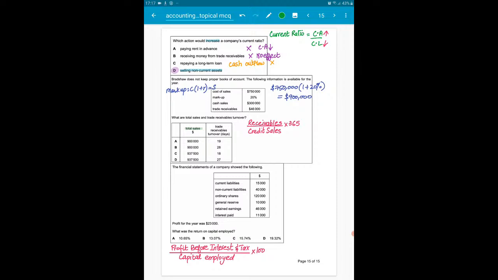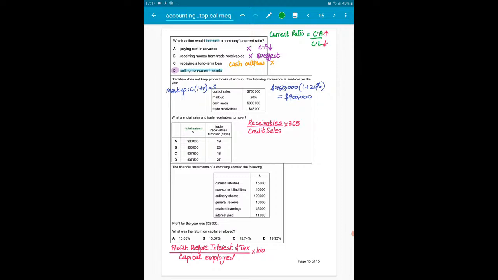So the formula for trade receivable turnover in days is receivables upon credit sales times 365. What is meant by trade receivables turnover is how much time it takes for our debtors to pay us. So when do we receive payments from our debtors? That's what we find from here. As the number of days is lower, that's better for our company, for the owner as well.